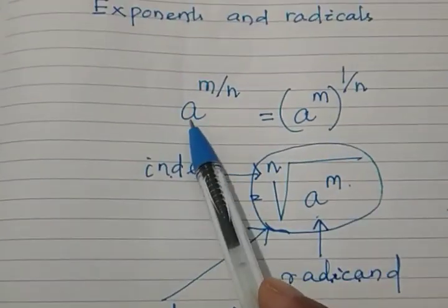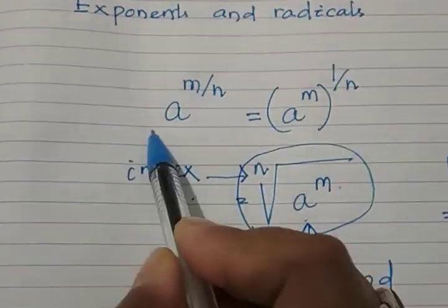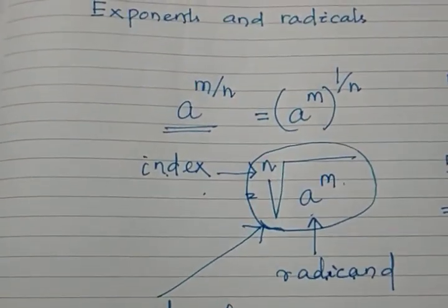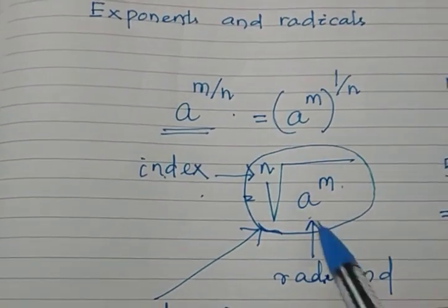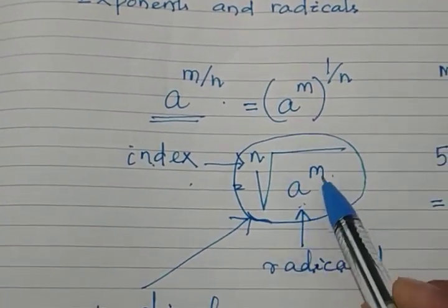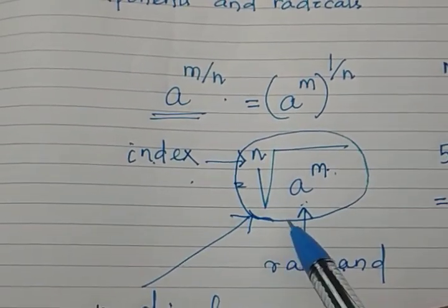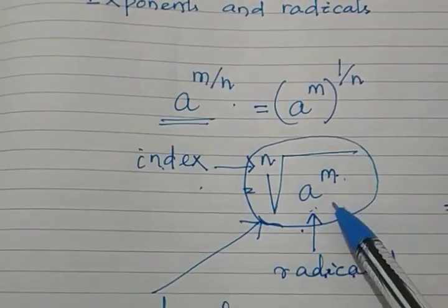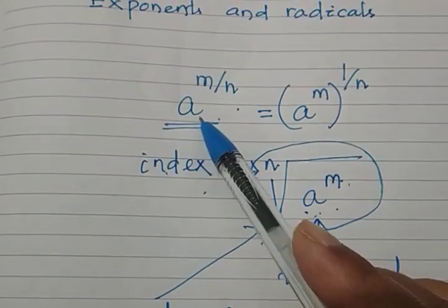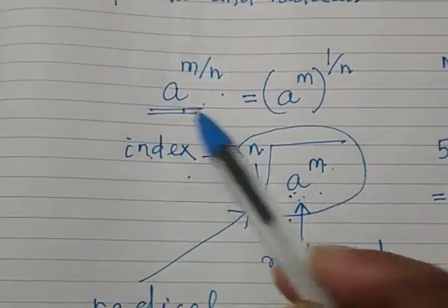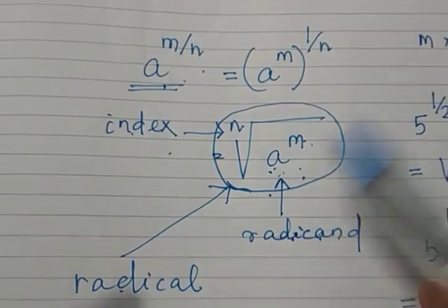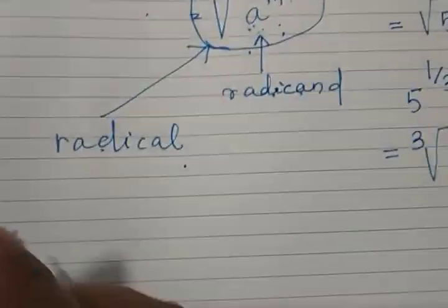Now, a to the power m by n, this is the exponential form. And nth root of a to the power m, this is the radical form. Although both have the same value, they only differ in form. This one is called exponential form and this one is called radical form. So let's take an example and see it.